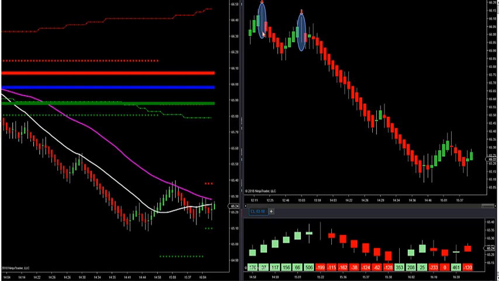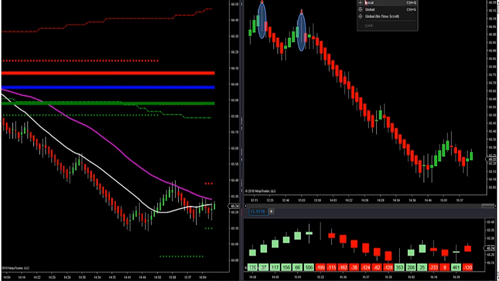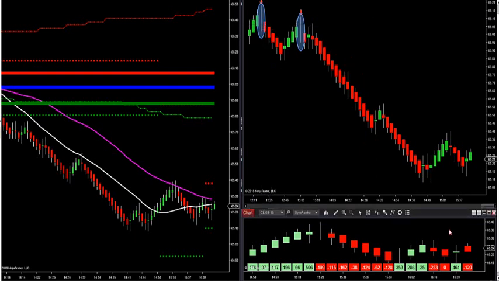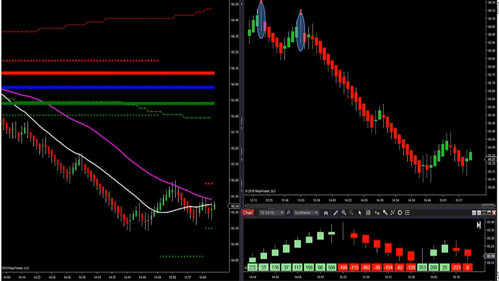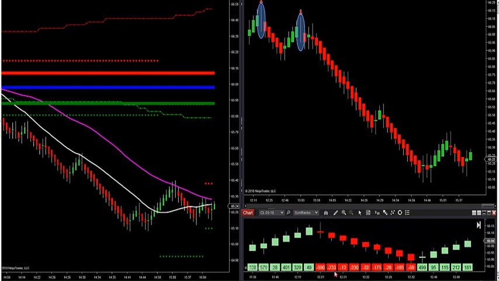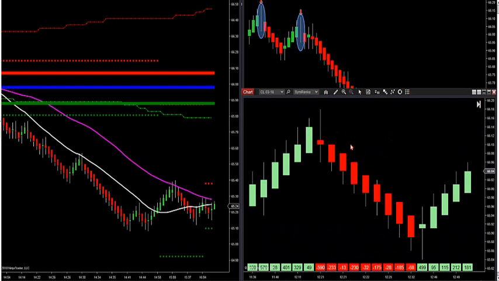Now, when these arrows fire, I want you to get confirmation with delta. So in other words, if I'm taking this sell arrow right here, what you want to do is see if market delta is going to confirm. So I want a negative market delta. I want to see negative market delta. So you see how you have negative market delta right here? Let me blow this up for you a little bit.